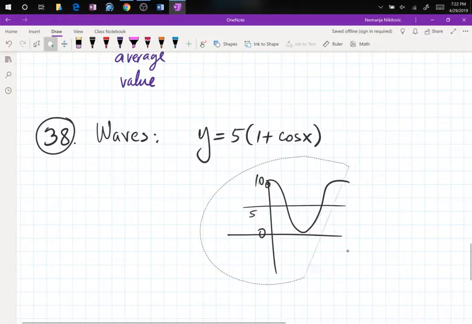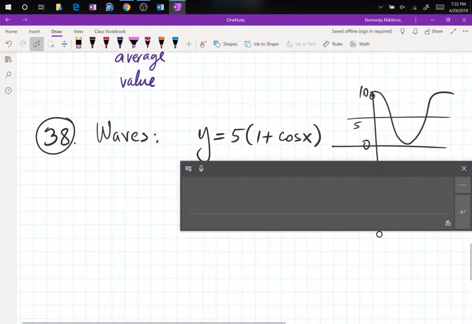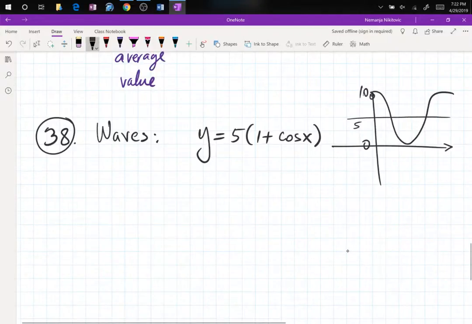Now you might know or you might not know this, but I'll just leave it over here. So there's your wave. For negative pi to pi, you should be using these. Find the average height of the wave.